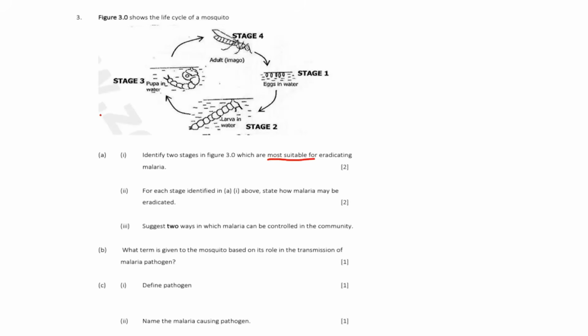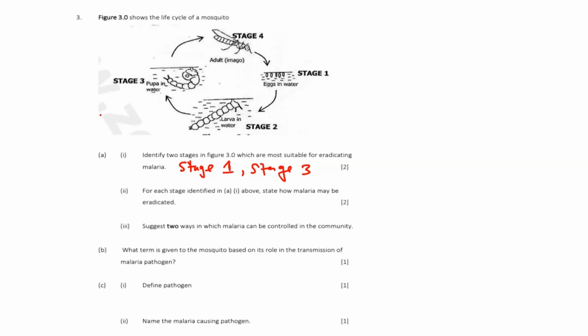Now let me just acknowledge also that I'm not the first one to answer this question. You're going to find a lot of answers out there, but of course I will try and explain my answers well so that you understand. So most suitable for eradicating malaria, and this is 2 marks. So which stages? For me, I'll go for stage 1. So stage 1 and what? And stage 3. Okay, stage 1 and stage 3.